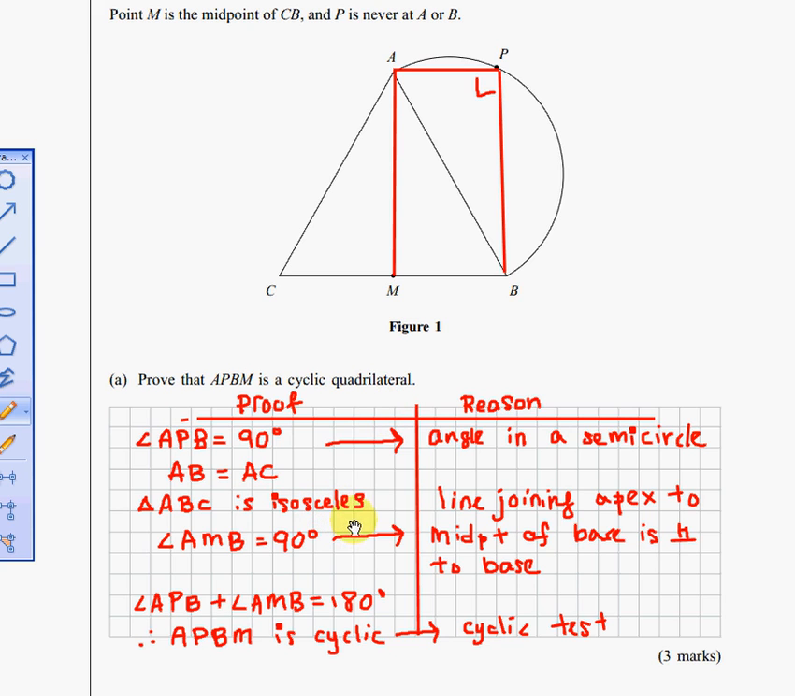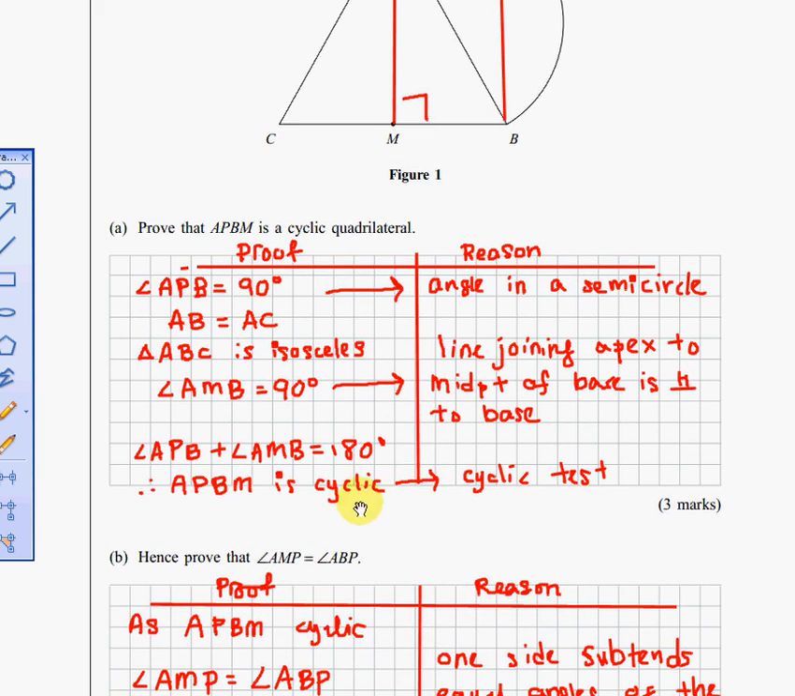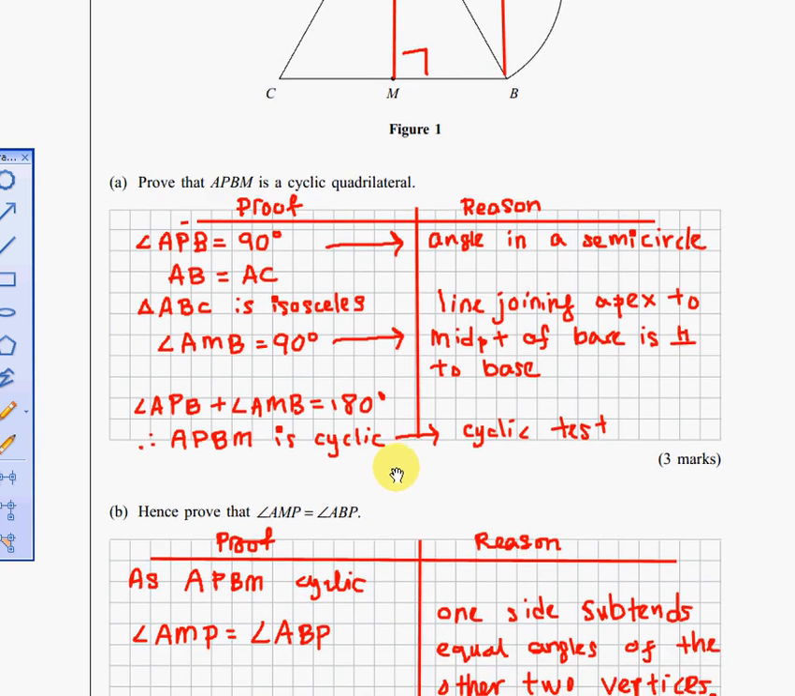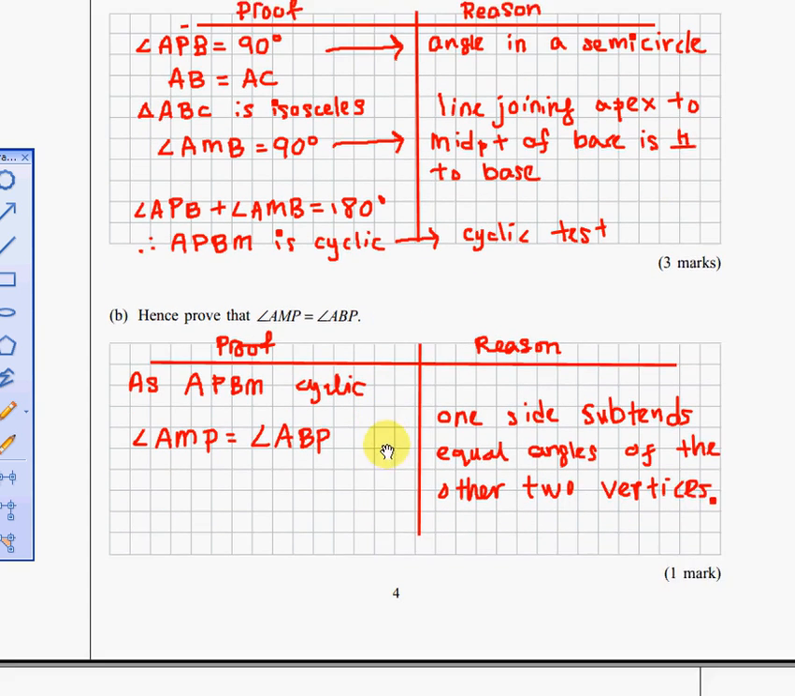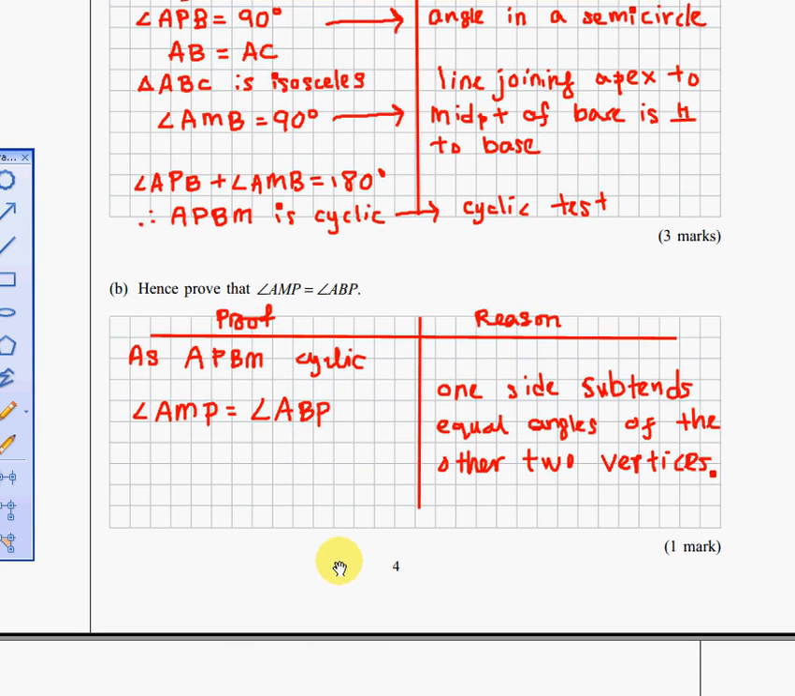And the second one is ABC is isosceles, obviously, because it's equilateral ABC, so of course it must also be isosceles. And A and B is 90 degrees, and the reason is cited here. And finally, scroll up a bit, the sum of opposite angles supplementary, so it's cyclic because the cyclic tests say so. Okay, and you must give a reason. So because this APBM is cyclic, well, obviously this is the case, and the reason is mentioned here.